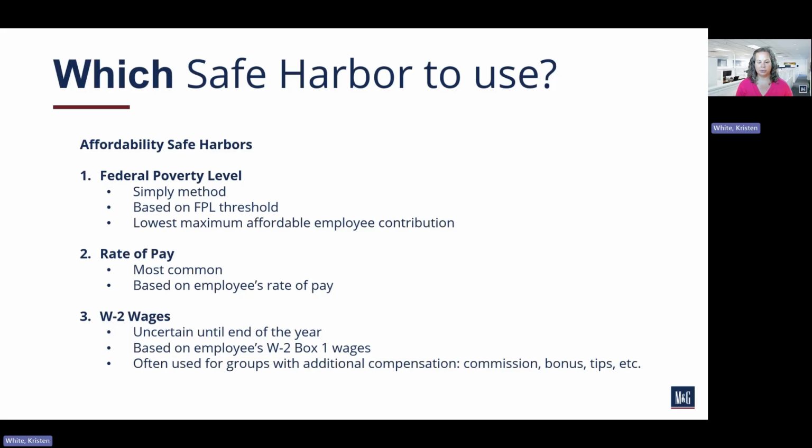Next, move on to the Rate of Pay Safe Harbor. This is the most common, but you need to check each employee's rate of pay against the medical premium you offer to them.